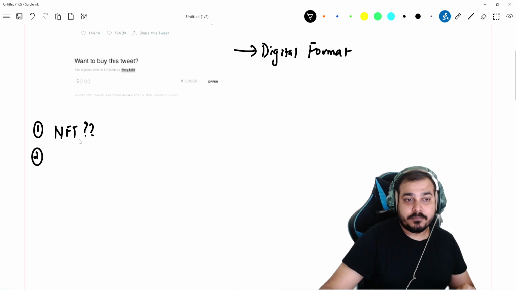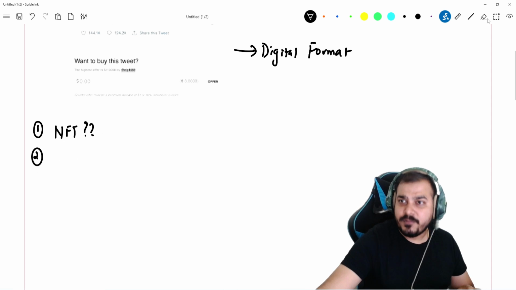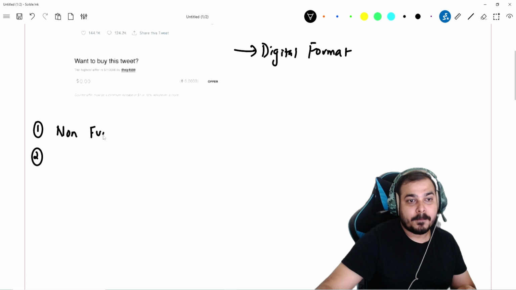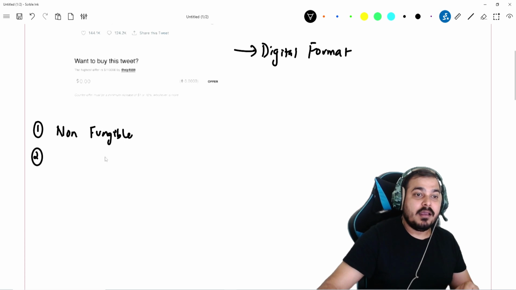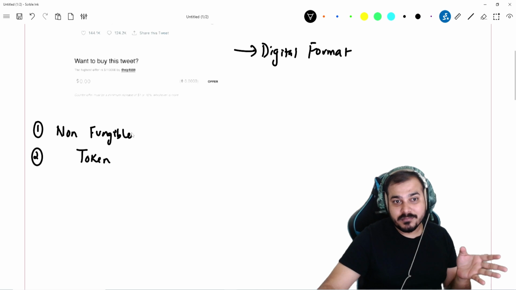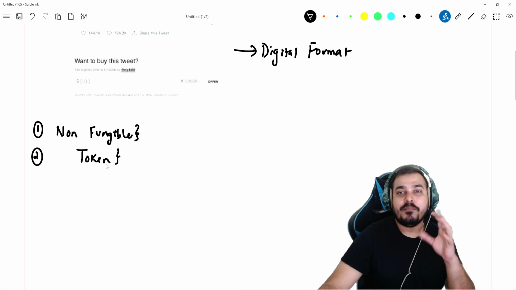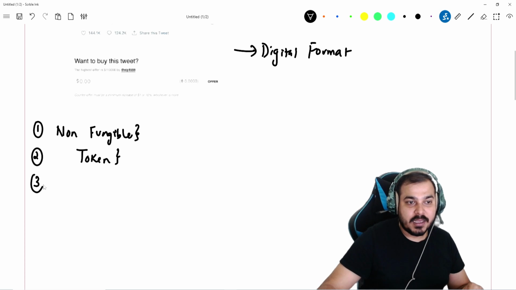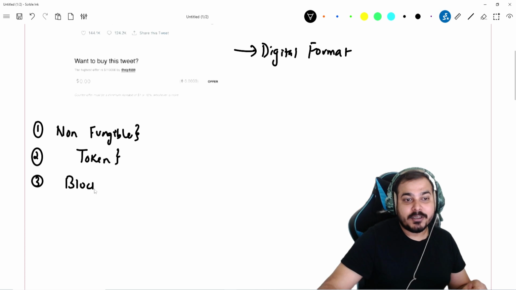Second, before this, let's discuss, instead of writing NFT, what is non-fungible. Then, what is a token? When I say NFT, you will be seeing these two important words, non-fungible and token. So we are going to discuss how it is related to blockchain.